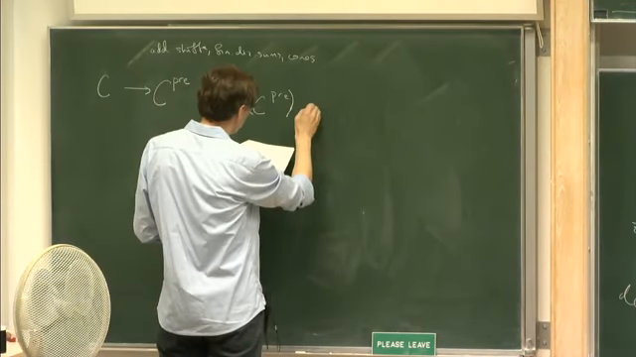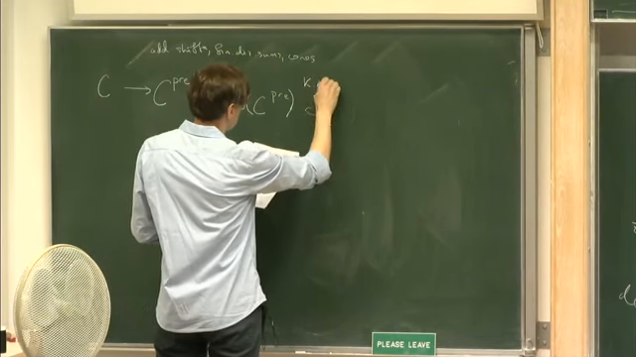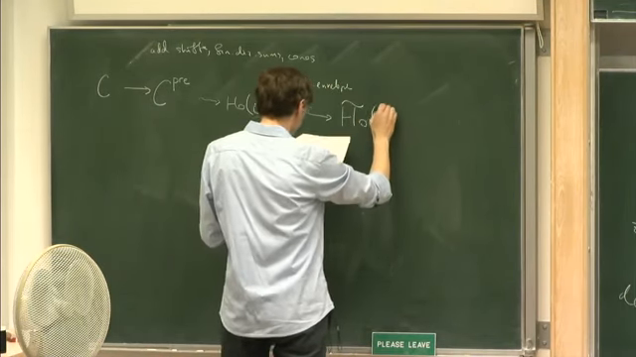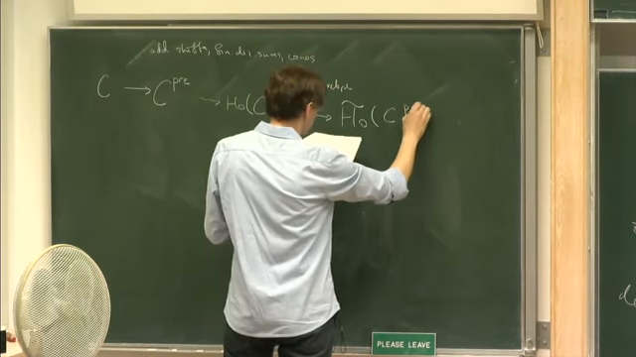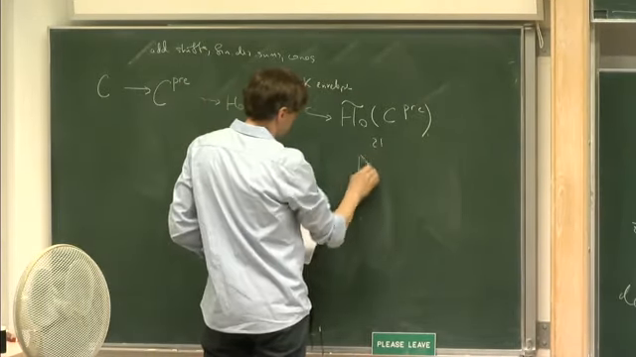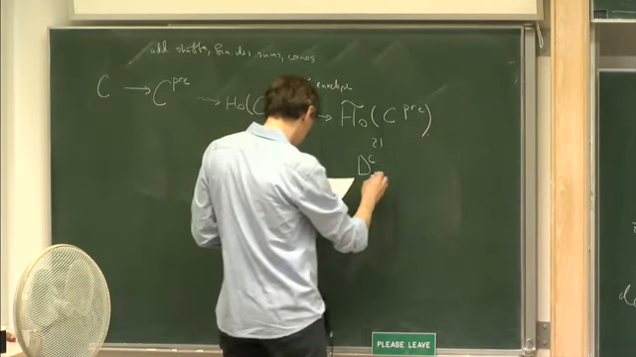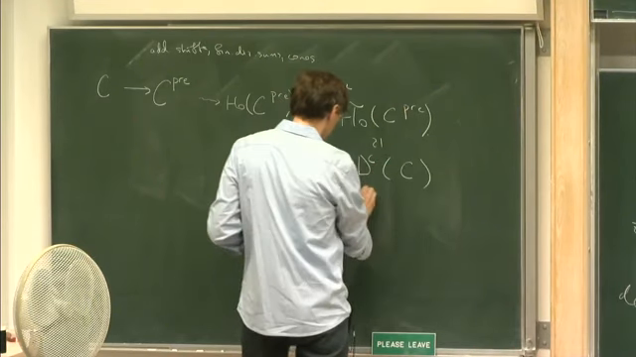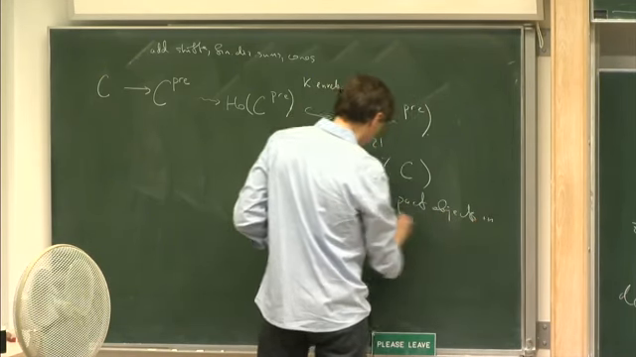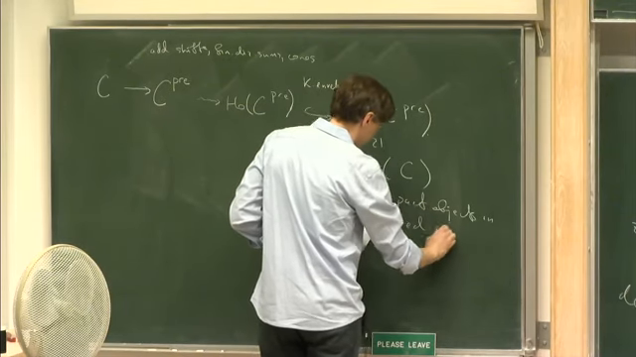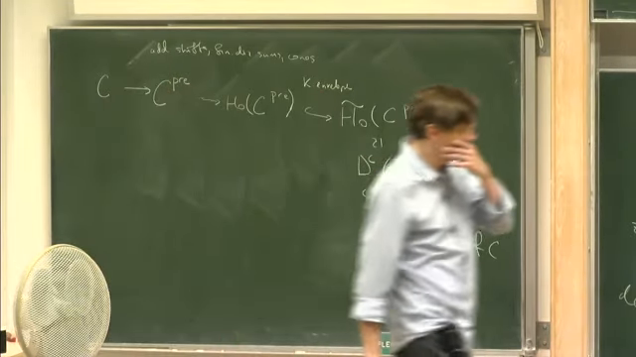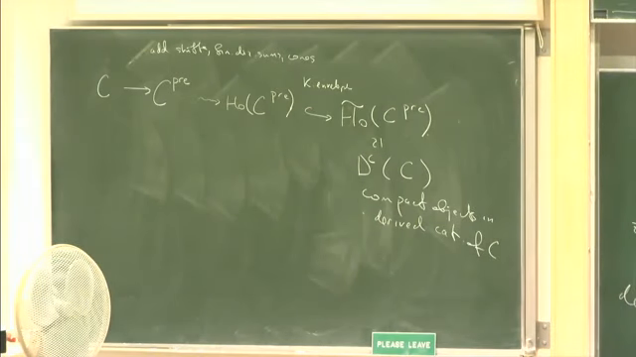And then we form the Karoubi envelope to get, let me call it, the homotopy category tilde of C pre-triangulated. And this is actually good enough, and turns out to be equivalent to the subcategory of compact objects in the bounded derived category of C.